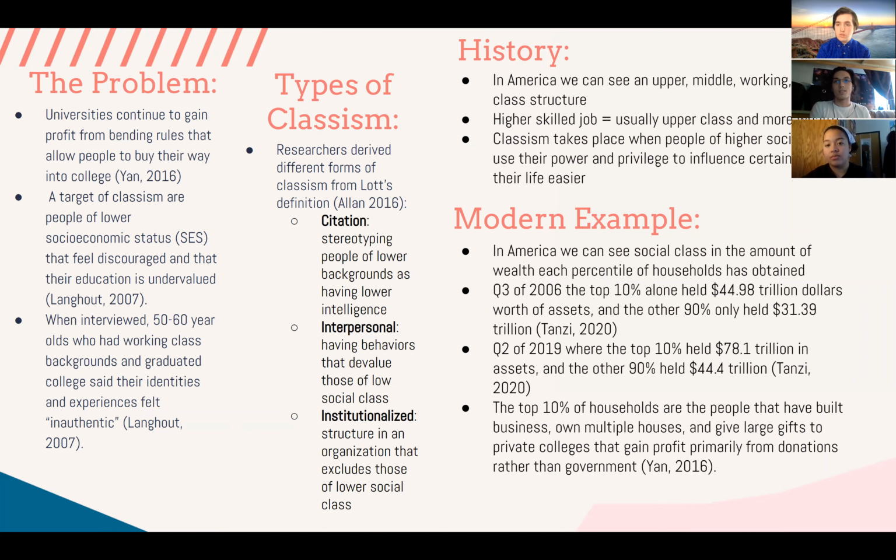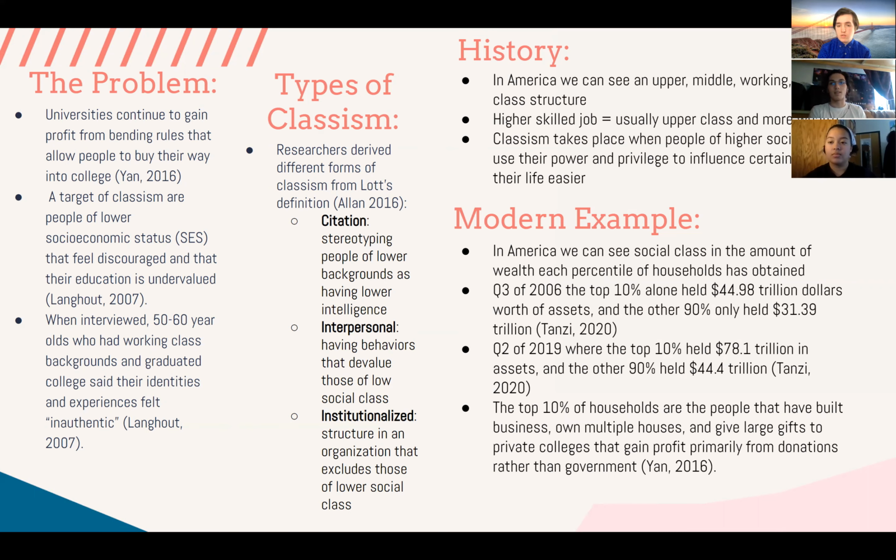A little bit of history is that in America, we can see the upper, middle, working, and lower class, and we usually associate the high skilled jobs like being a lawyer or a doctor with the upper class, and they tend to have more wealth. And then classism takes place when people of higher class use their power and affluence to actually make their life easier.